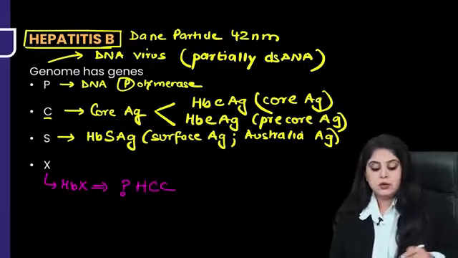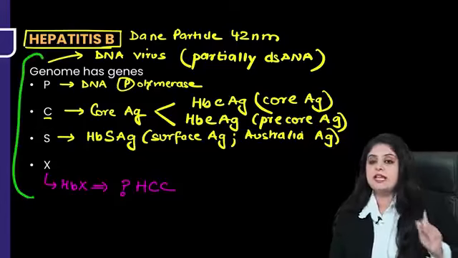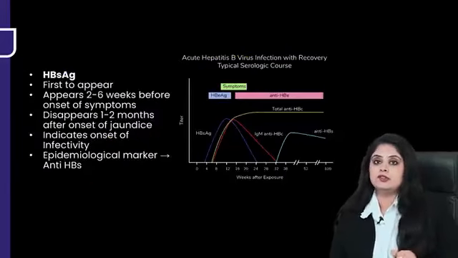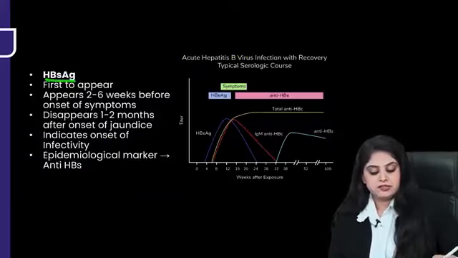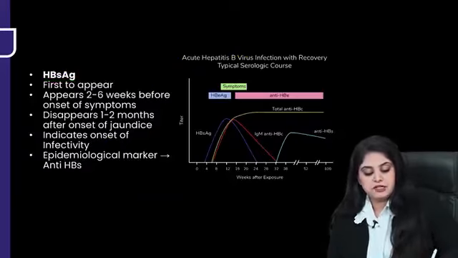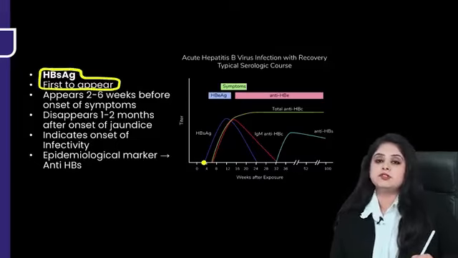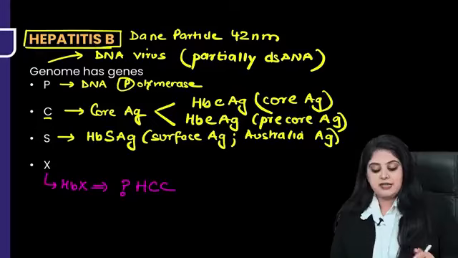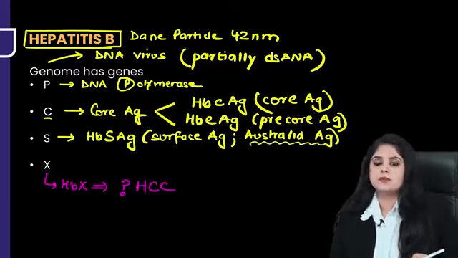On that note, once you have understood all of these, I can now take you into the lab diagnosis of it. And the lab diagnosis tells me that when I'm talking about hepatitis B, the very first marker to appear, which you see first and foremost, is hepatitis B surface antigen. What is the other name of hepatitis B surface antigen? It is Australia antigen.